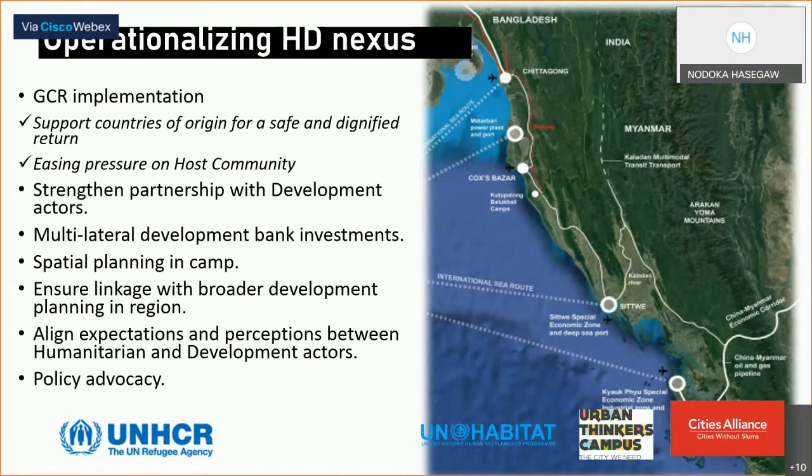So operationalizing the humanitarian development nexus in this context, what does it mean? We try to implement the Global Compact on Refugees through supporting the country of origin for safe and dignified return. We aim at addressing the root causes of displacement and provide a roadmap for creating conditions that would be conducive for voluntary return to Myanmar. We also work on easing pressure on host community. At the moment, we have 10 sectors working in two sub-districts where the camps are hosted. And this is not only UNHCR, but we advocate to other development actors and humanitarian actors to support the host community.